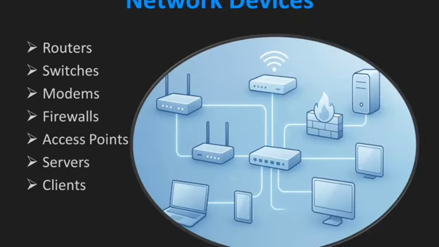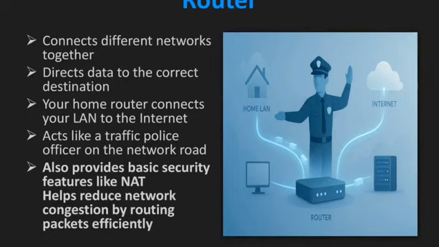Network devices. Now let's move on to the different networking devices we'll be discussing: routers, switches, modems, firewalls, access points, servers, and clients. Router. A router connects different networks together. It directs data to the correct destination, just like a traffic police officer controlling the flow on a busy road. Your home router connects your LAN to the internet, and it also provides basic security through features like NAT. Routers help reduce congestion by routing packets efficiently.